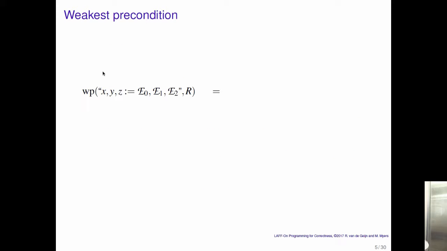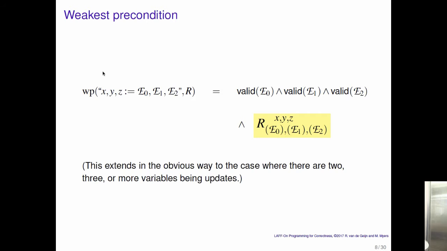So how do we define the weakest precondition for this command? Well, the expressions obviously have to be valid, and then you simultaneously substitute expressions E0, E1 and E2 for the corresponding free occurrences of variables x, y and z. And again, this obviously extends to the case where you only have 2 variables and 2 expressions, or where you have more than 3 variables and expressions.